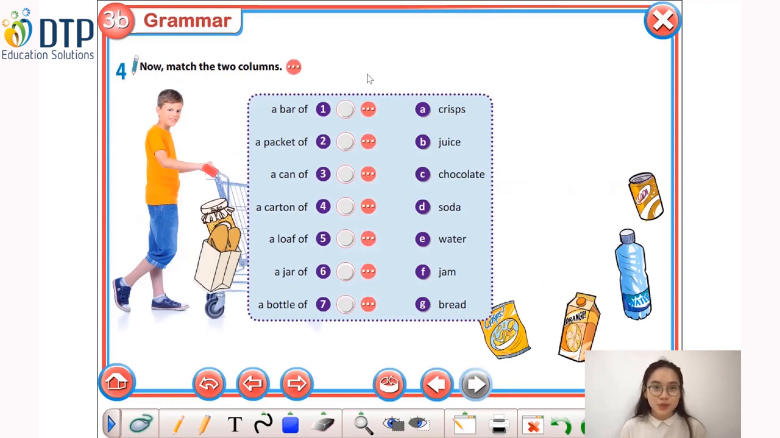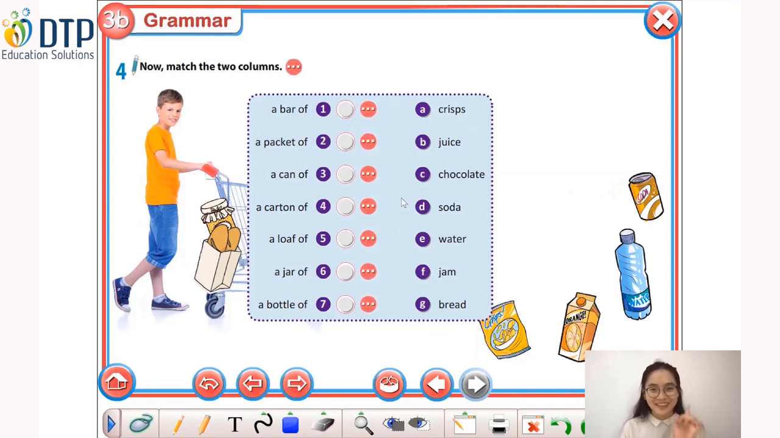You will match the two columns to form a correct expression. For example, a bar of blah blah blah. Rồi vậy thì trong bài này, các bạn sẽ nối các từ ở hai cột để trở thành một cụm có ý nghĩa. Chẳng hạn như mình có a bar of, một thanh gì đó, right? So a bar of, thì theo các bạn, trong cái cột thứ hai này chúng ta có thể nói một thanh gì nhỉ?